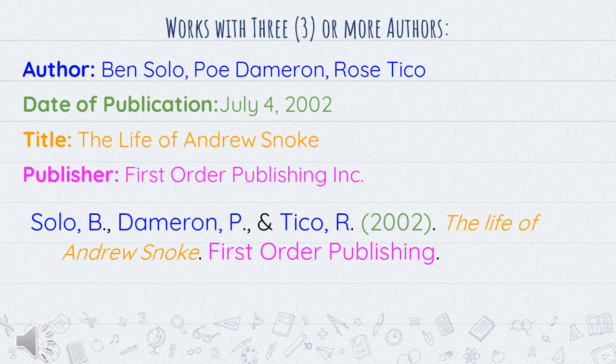So, you're going to put Solo B, Dameron P, and then put a symbol ni end, no? And then, insert mo po yung surname nung pangatlong author, and then comma, and then put the initial name nung pangatlong author, and then period again, and then now you can insert yung year of publication. Dapat po nakapasok po siya dun sa open and close parenthesis, and then period, and then you have to put na yung title and then yung publisher. So, ganun lang po. Ang nangyari lang ay nausog yung end, no? Napunta na kay Tico since siya na po yung pangatlong author.